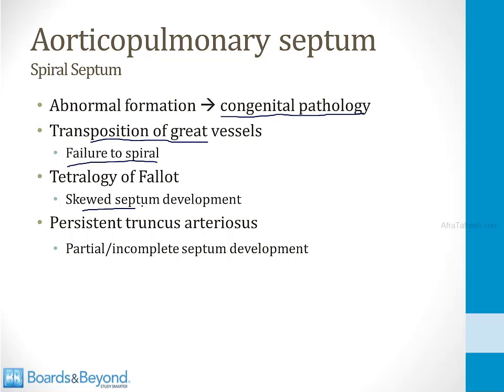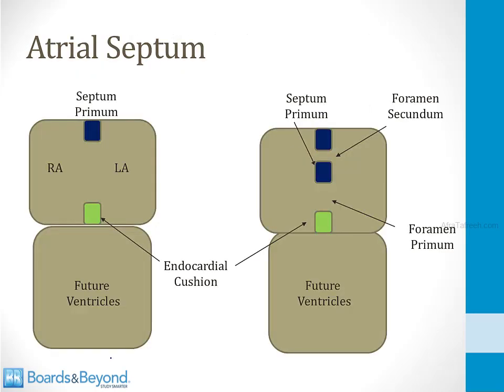And a persistent truncus arteriosus can develop if there is partial or incomplete septum development. I talk about all of these disorders in another video, but I just want to mention here that they all derive from abnormal formation of the aorticopulmonary septum. Now let's talk about how the atrial septum forms. This is the wall that separates the right atrium from the left atrium.